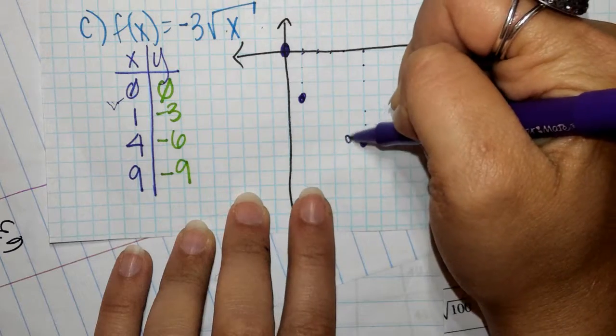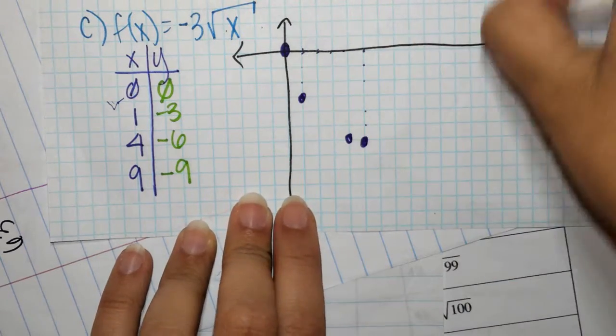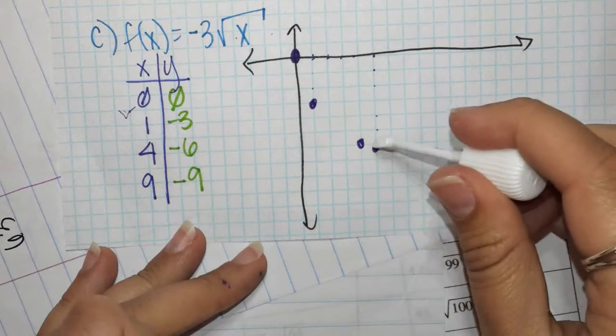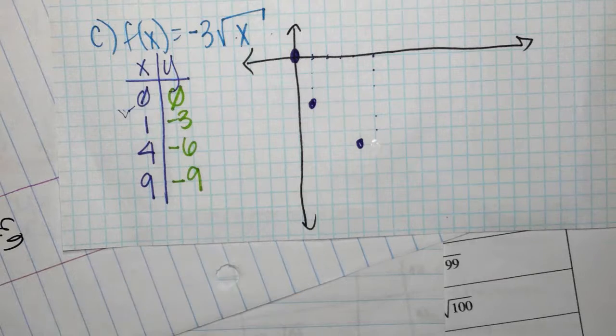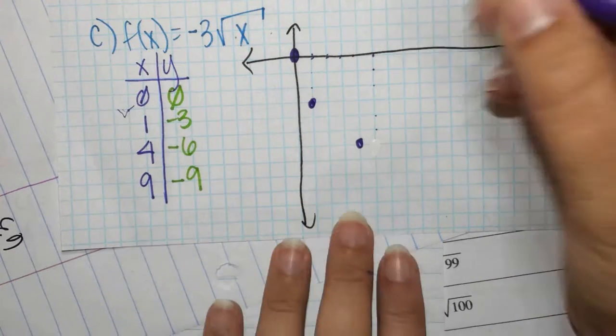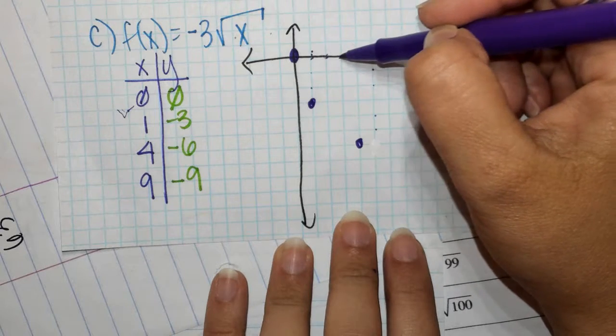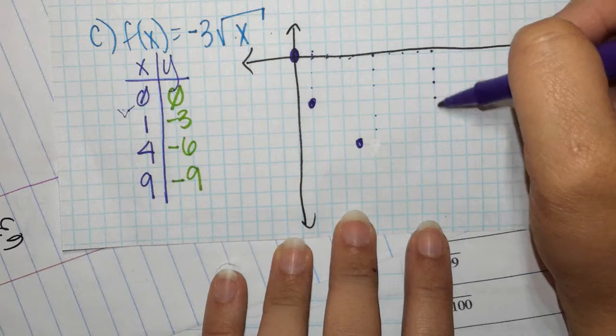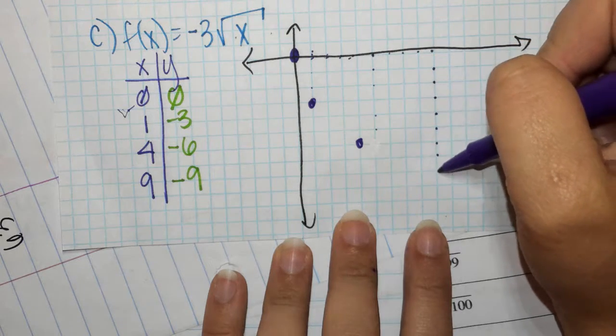Oh, Blair. So it's the opposite of a parabola, right? But it makes it steeper in terms of the square root. And then we go right 9, and down 9.